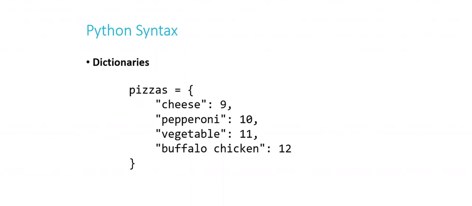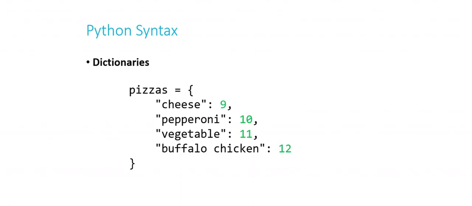Inside of this pizzas dictionary, I have 4 key value pairs. I associate the key cheese with the value 9. I associate the key pepperoni with the value 10, and so on. Now, how might we want to work with this? These, again, are our keys. We use a colon to separate the key value pair, and those are our values here in green.